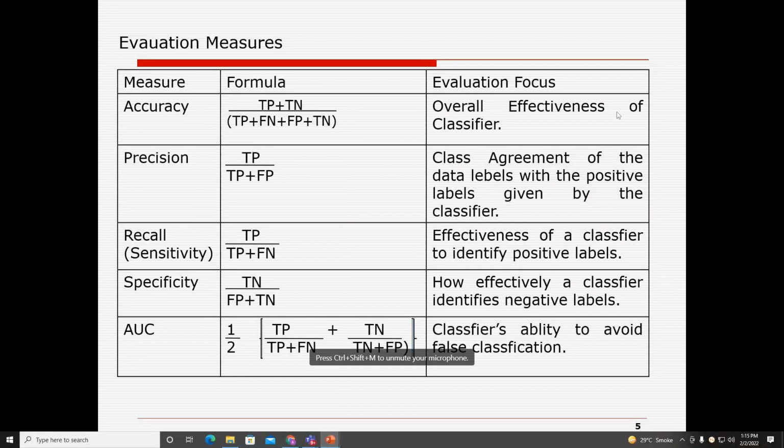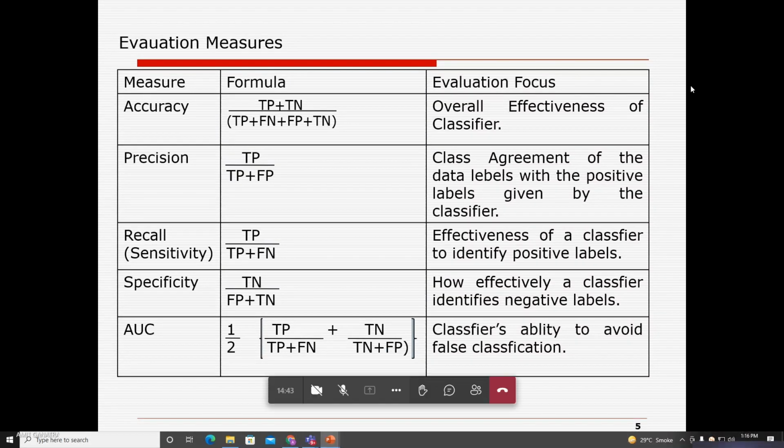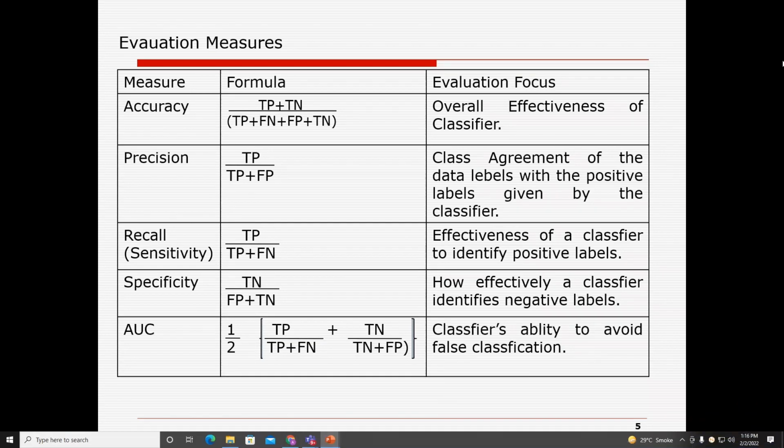So you have to remember all these terms. You have to remember the formula also. You have to remember the description of each and every term. And these all are used to compare various classifiers. How can you compare the performance of one classifier with the other? You can consider accuracy, but accuracy has certain limitations. That's why we should go for other measures like precision, recall or sensitivity, specificity, and average accuracy or area under curve.